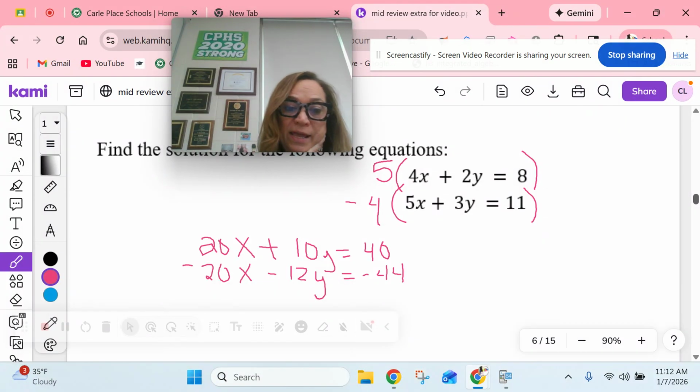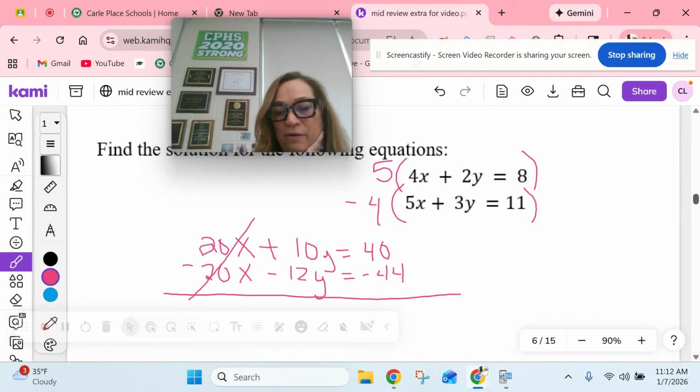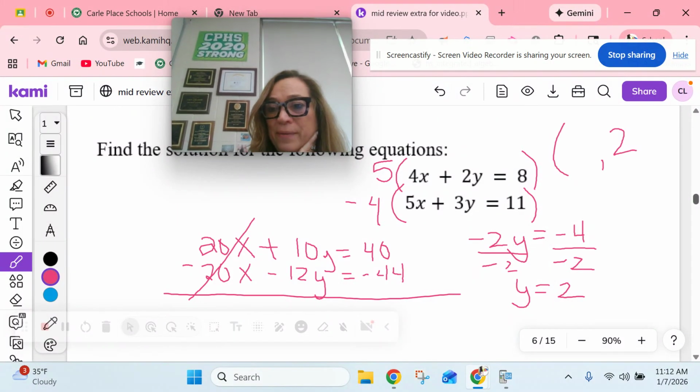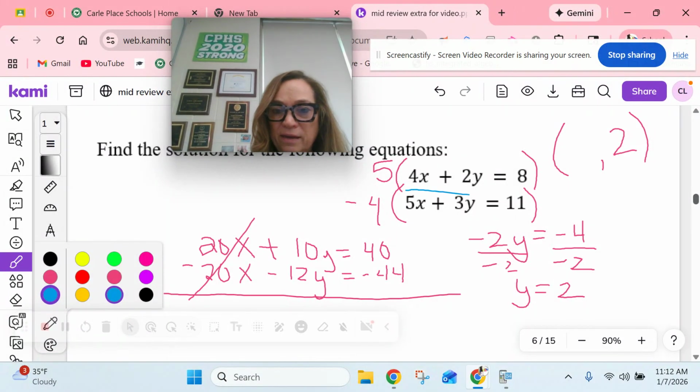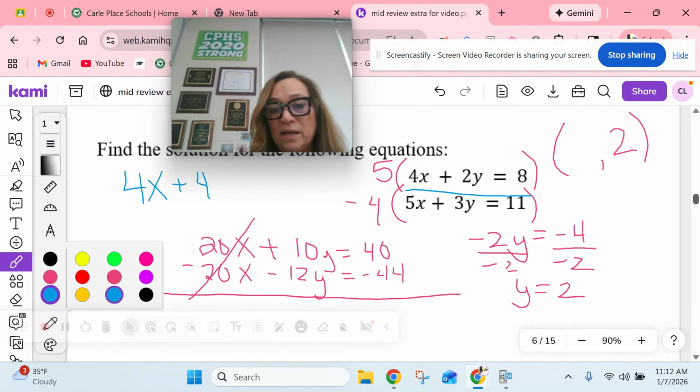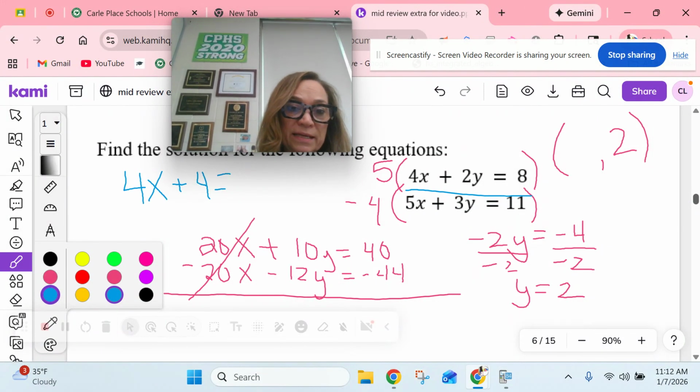Okay, so now I'm good. So what happens is the x's cancel out, and I'm left with -2y equals -4. I divide by -2, I divide by -2, and I get y equals 2. When y equals 2, I'm only halfway there because I need an x and a y, like partnerships. All right, so I'm going to just go back, and I just picked any one, it doesn't matter. And that's going to give me 4x plus 4 because 2 times 2 is 4, equals 8.